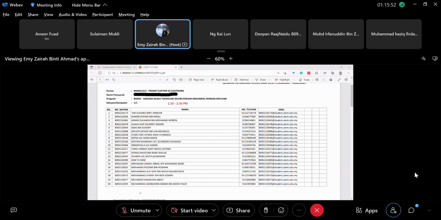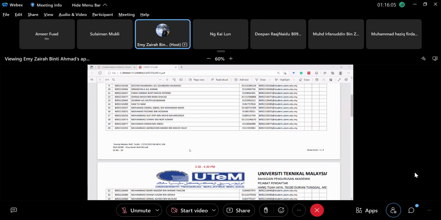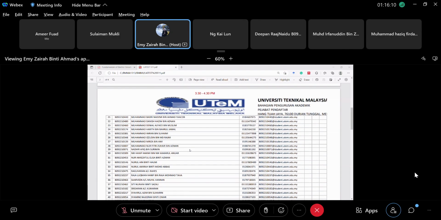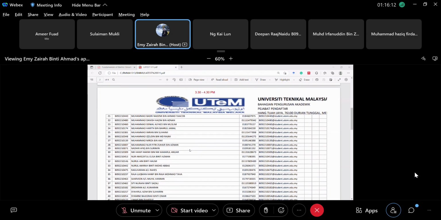Sebab I cannot accommodate lots of students at one time. So susah I nak fokus untuk jawab soalan-soalan lah. And then the second session will start from Muhammad Badri Nazmi bin Ahmad Yaakob sampai Yap Hock Soon, pukul 3.30 sampai 4.30.